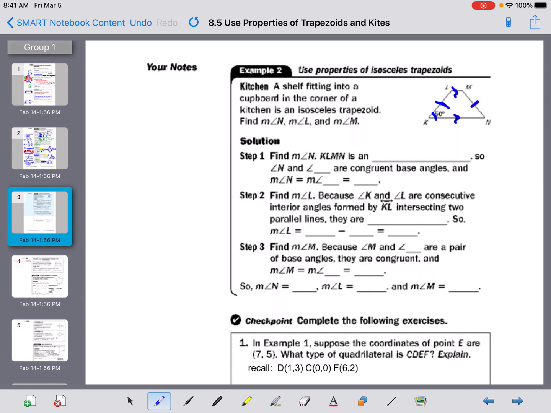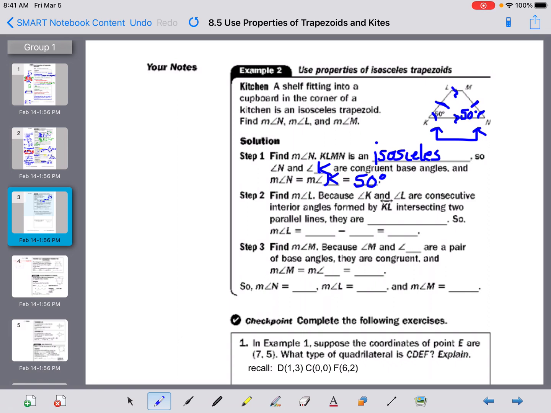Notice my isosceles trapezoid, my legs are the same there. So KLM is isosceles, right? Which means that N and K here are base angles. And when it's isosceles, we know base angles are congruent, so that means if K is 50, N also has to be 50. Easy to find out when it's isosceles. If it's not isosceles, we can't do it.